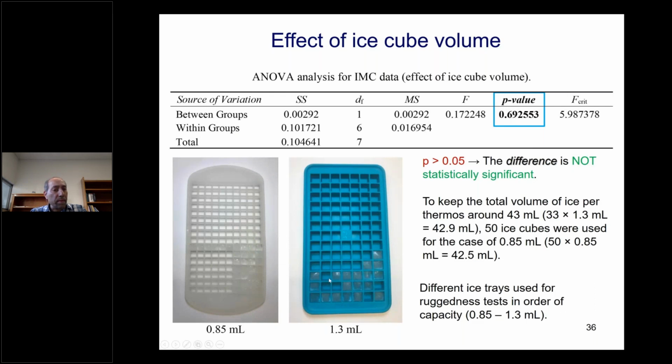And here are the shapes of these ice trays. The white ice tray is associated with 0.85 milliliter capacity for each mold, and the blue one for 1.3 milliliter capacity. As I mentioned before, you can see the total volume of ice is about 42 milliliter. So we actually used 50 ice cubes to get a similar volume.